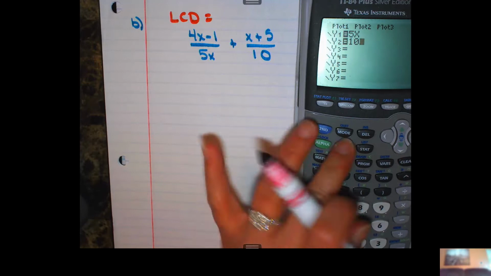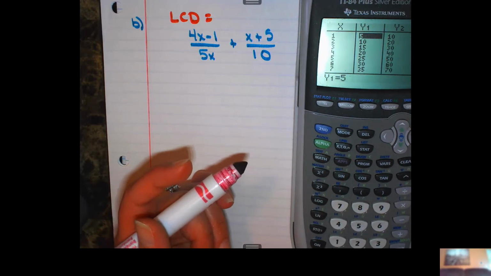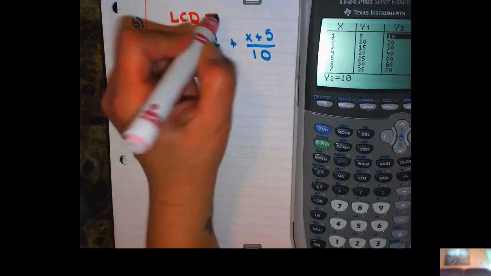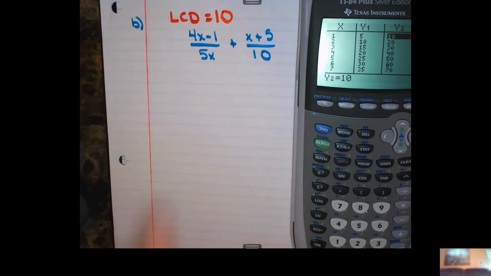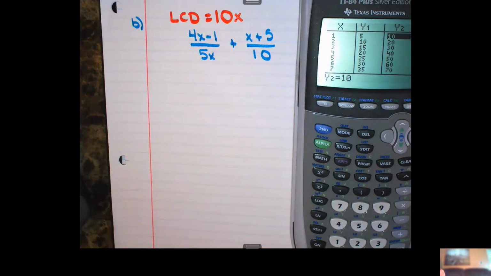And then I'm going to go to my table and find the first number that's in common in my y column. You notice they both have 10s. So my LCD is going to have a 10. I also noticed an x over here. So that means I need an x as well.